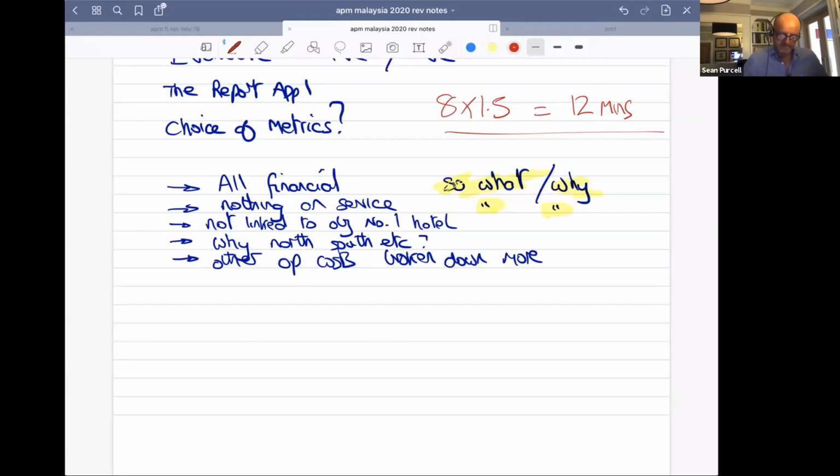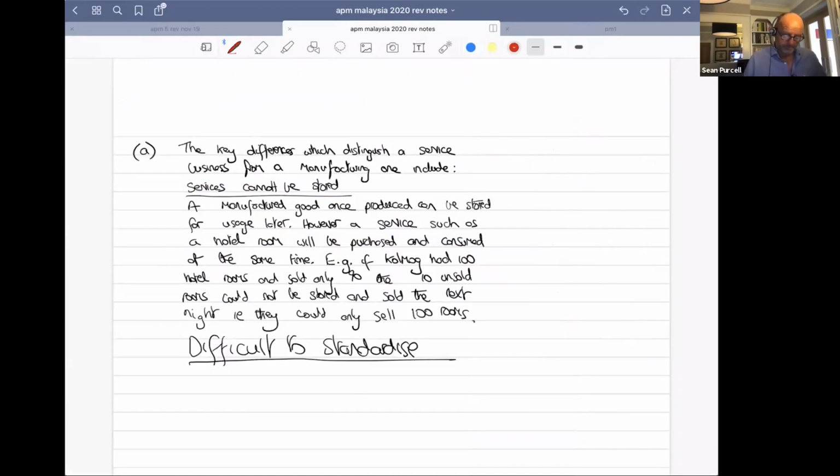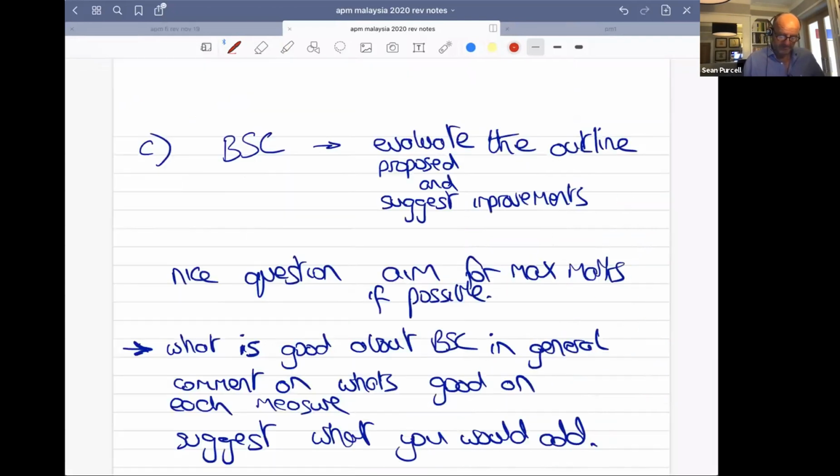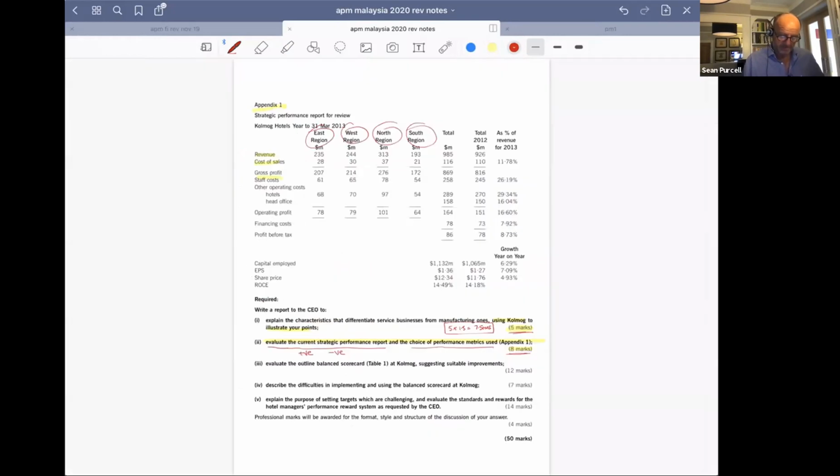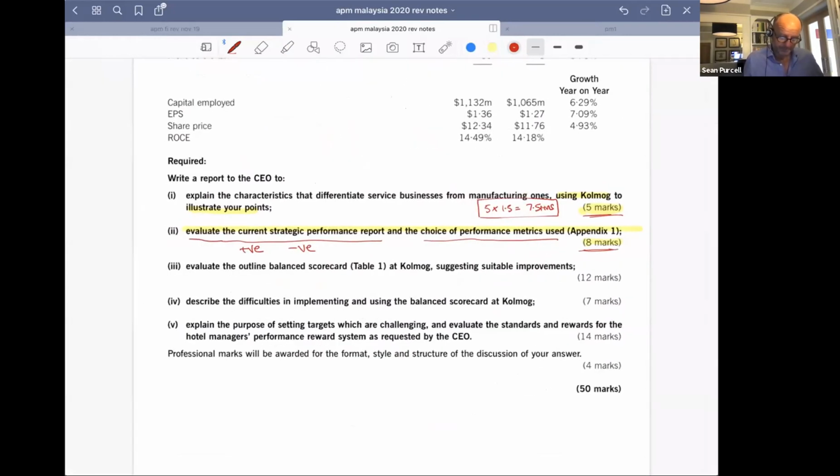Okay. Let's have a look. Well, we can have a look at balanced scorecard as well if you want. I've done something for you. I'm just trying to give you a selection here. Evaluate the balanced scorecard at Colmog, suggesting suitable improvements.